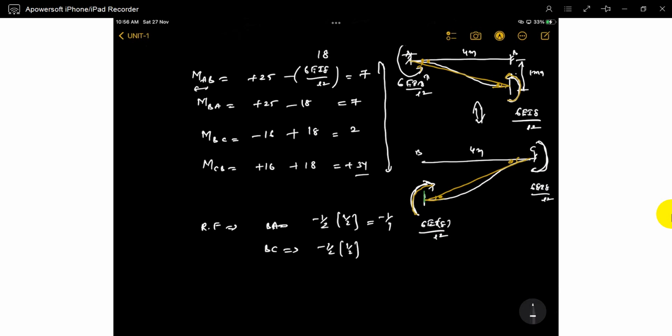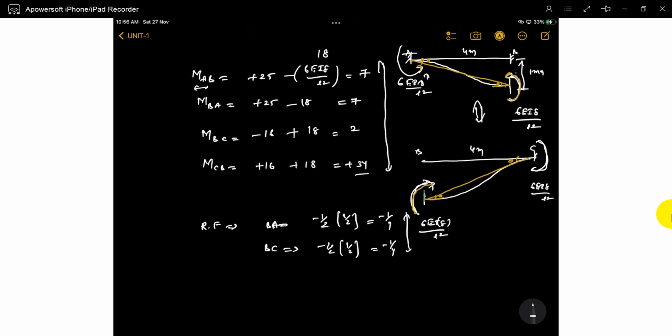Okay, minus 1 by 4, minus 1 by 4. You will get it. No need to do it because it's exactly the same. So I want to explain how we have to do the problems when any support settlement occurs. It's not a new thing, we just have to find the extra moments generated by the support settlement, and just add those moments to the fixed end moments.